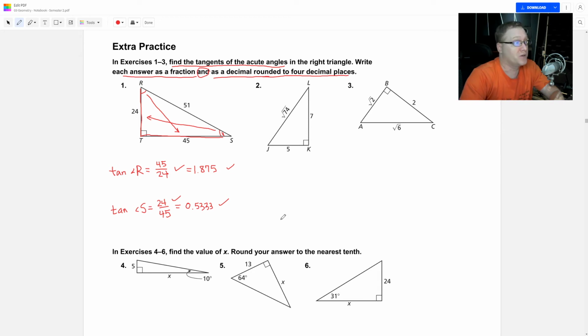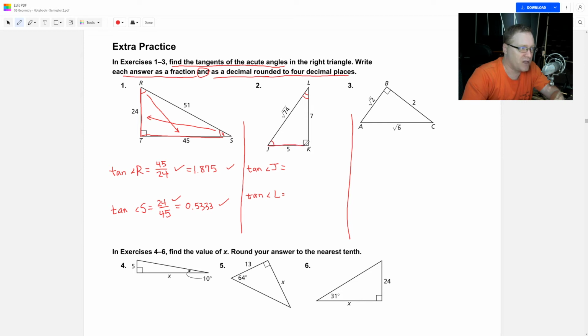All right, let's do another one. Let's do number 2 here. I'm going to put a line just to keep things separated. We want to find the tangent of the acute angles again. So where are the acute angles? Well, we have angle J and we have angle L. So we want to find what is the tangent of angle J and what is the tangent of angle L.